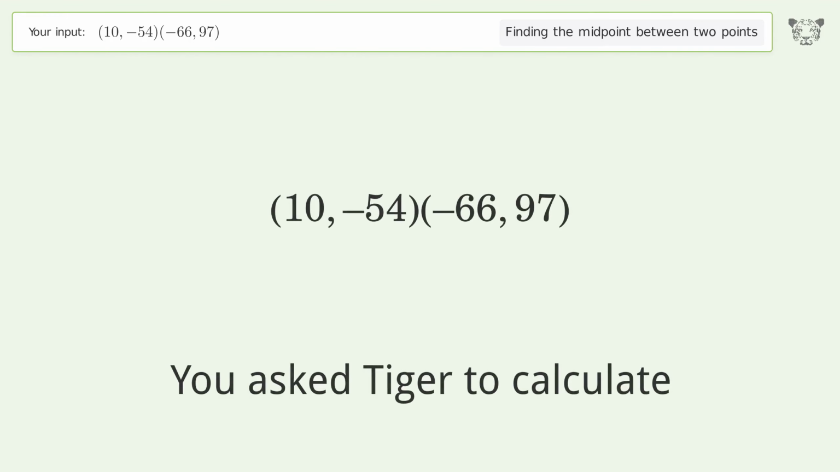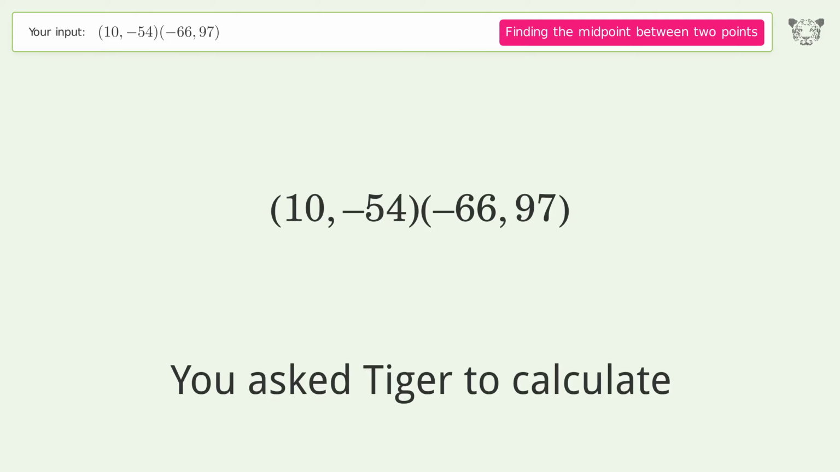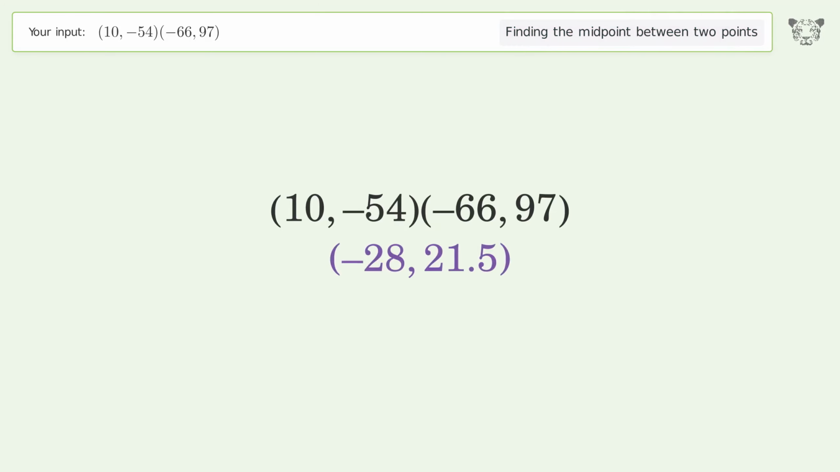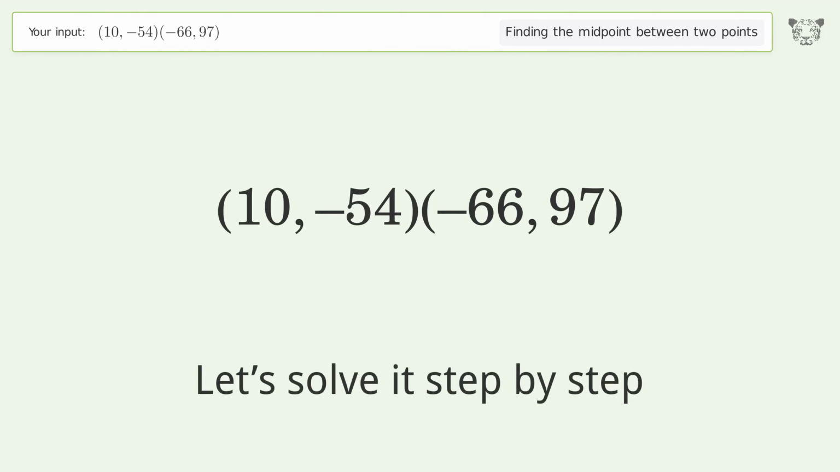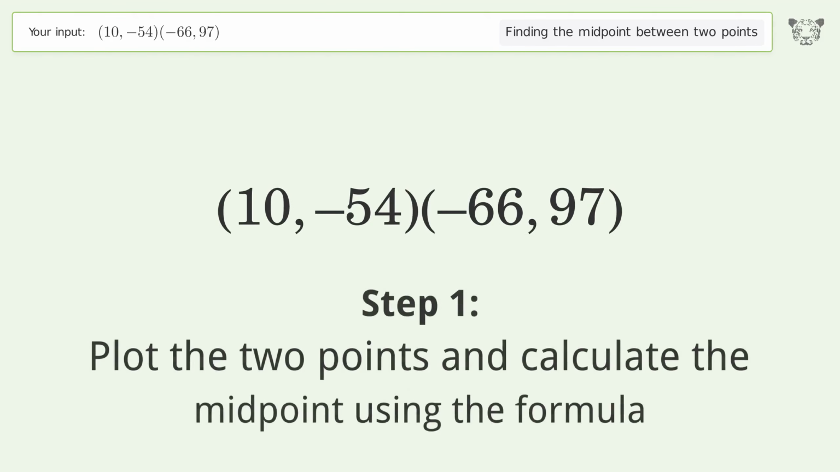You ask Tiger to calculate. This deals with finding the midpoint between 2 points. The midpoint between the 2 points is negative 28, 21.5. Let's solve it step by step. Plot the 2 points and calculate the midpoint using the formula.